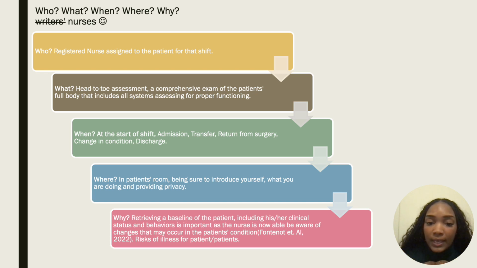And why are we doing it? We're retrieving a baseline of the patient, including his or her clinical status and behaviors. It is important as the nurse to be able to be aware of any changes that may occur in the patient's condition. Also, eliminating and decreasing risk for illness and infection for the patient or the patients. For example, if a patient is not eating, poor appetite, what does that put them at risk for? Skin breakdown. So just kind of making sure you know what's going on there.